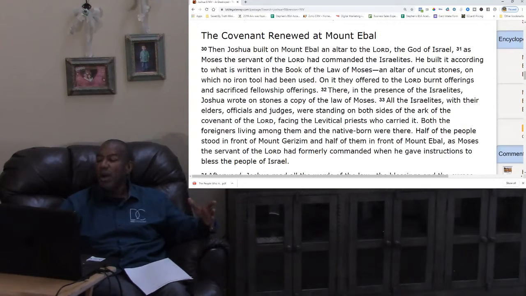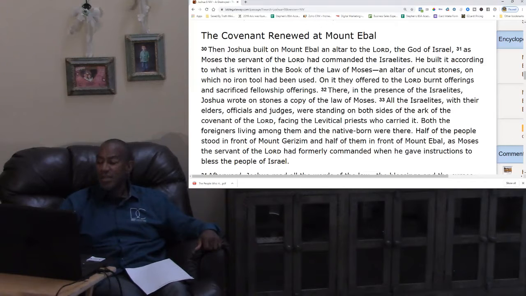An altar of uncut stones, on which no iron tools had been used. On it, they offered the Lord burnt offerings and sacrificed fellowship offerings. In the presence of the Israelites, Joshua wrote on the stones a copy of the law of Moses. In other words, he wrote the Ten Commandments.